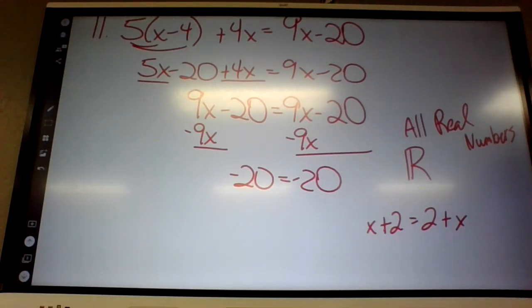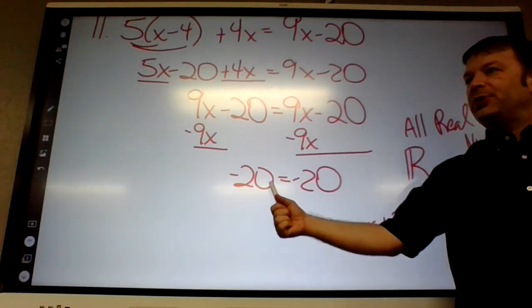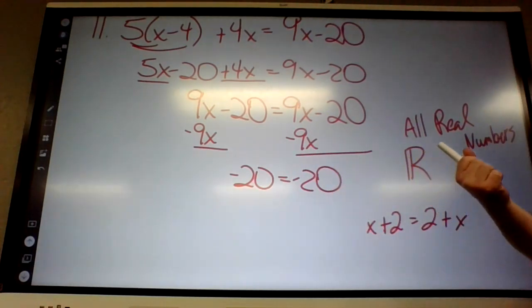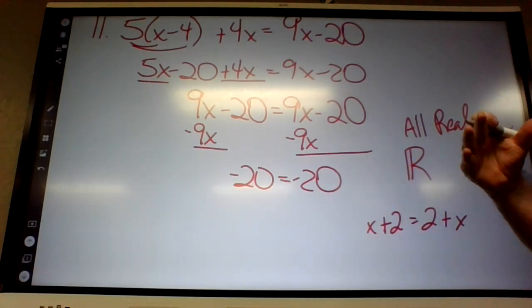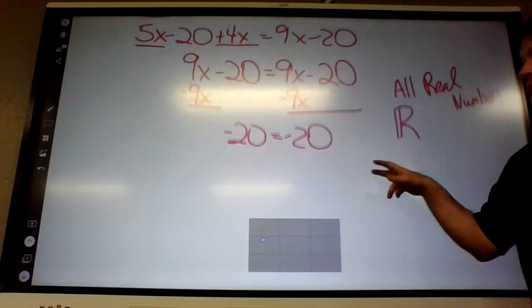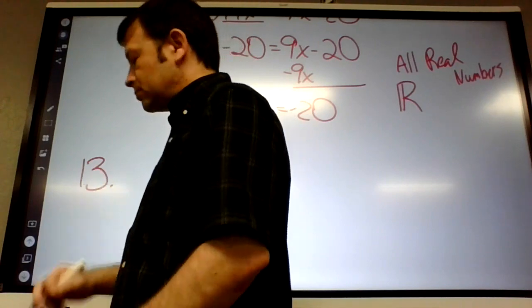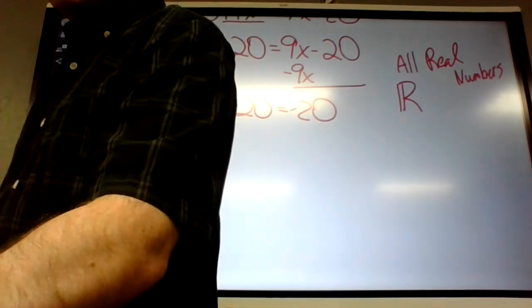So if the x's cancel out and you get a false equation like negative 8 equals 9, that's no solution. If the x's cancel out and you get a true one, like negative 20 equals negative 20, that's all real numbers. You are going to have one of each on the evens as well. So just look at the odds, I guess, if you forget what's what. Hopefully you wrote some stuff down.